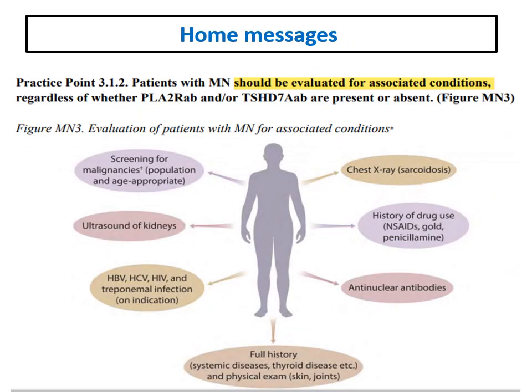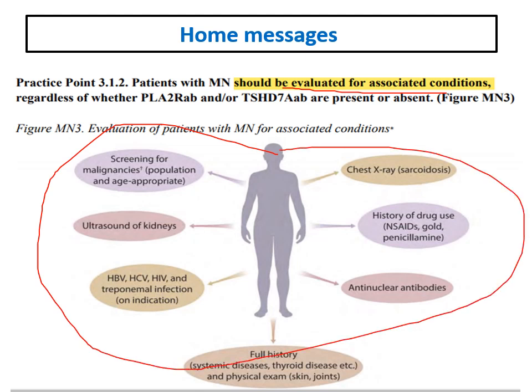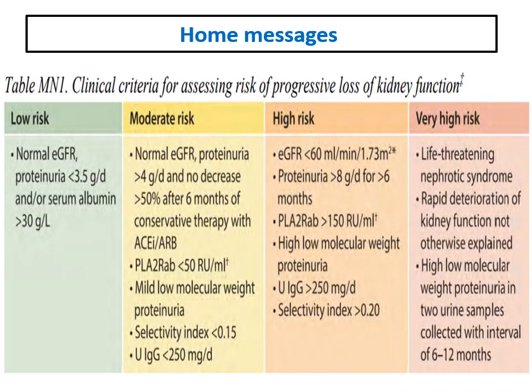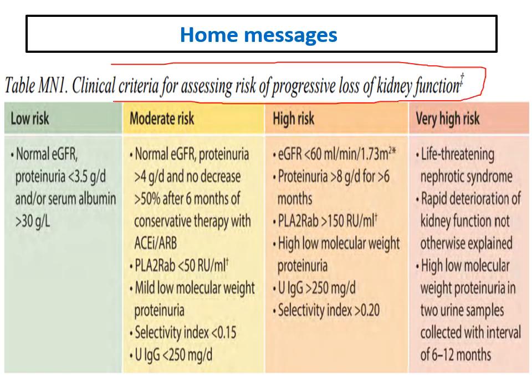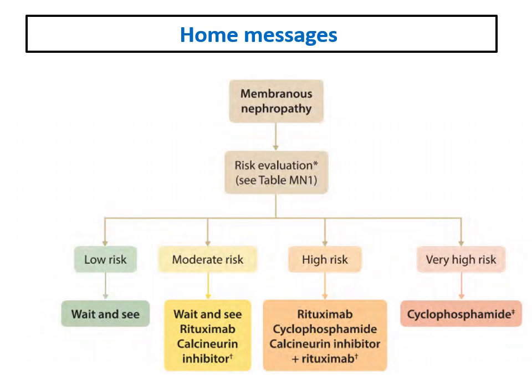Our take-home message: don't forget, please, to evaluate for the associated or the secondary causes of membranous. Don't forget to exclude malignancy, systemic lupus, and hepatitis B, and take drug history. Very important to stratify your patient, to know in which risk category they are. Are they in the low risk, moderate risk, high risk, or very high risk? Treatment is dependent on the risk evaluation.